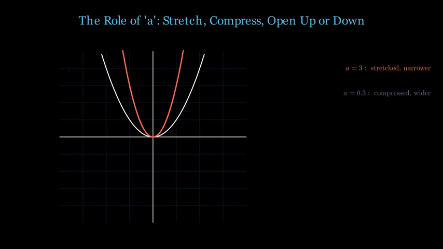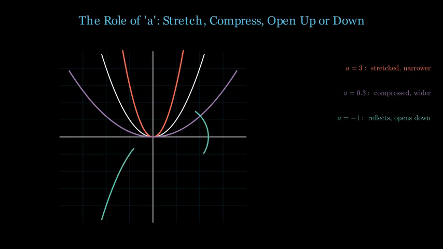When a is a fraction between 0 and 1, like a equals 0.3, the parabola compresses vertically and looks wider and flatter. And whenever a is negative, the entire parabola flips upside down, reflecting across the x-axis. So it now opens downward instead of upward.